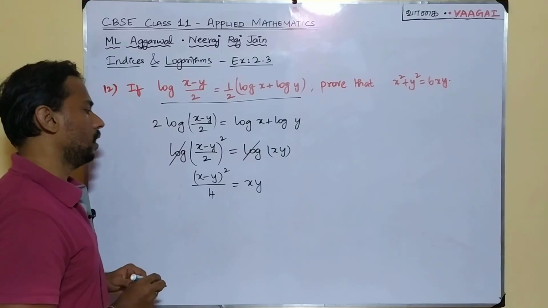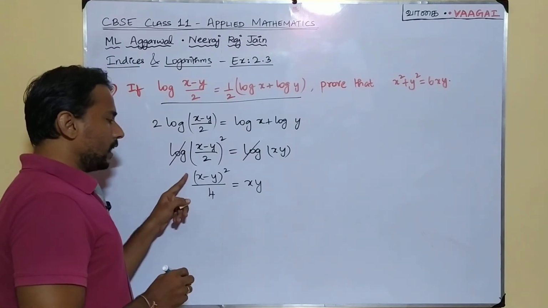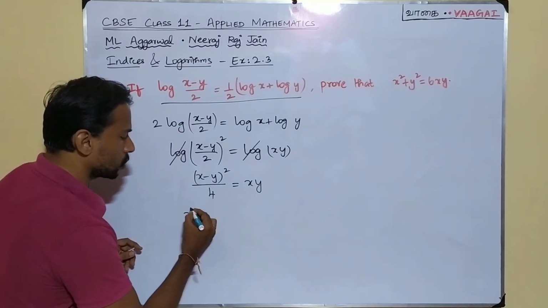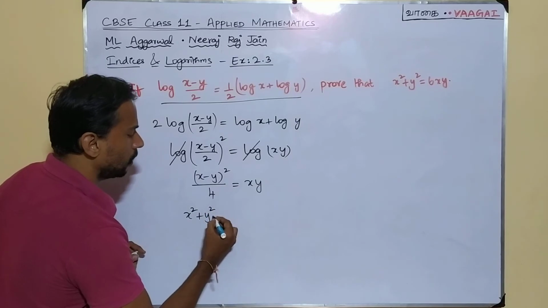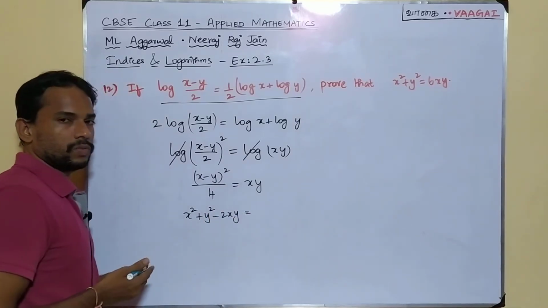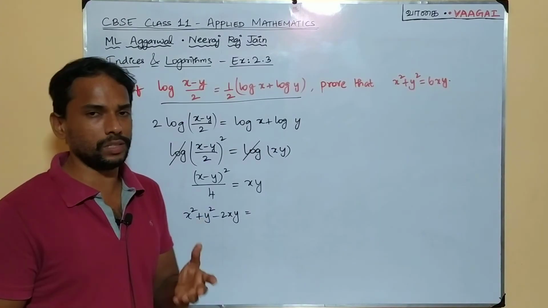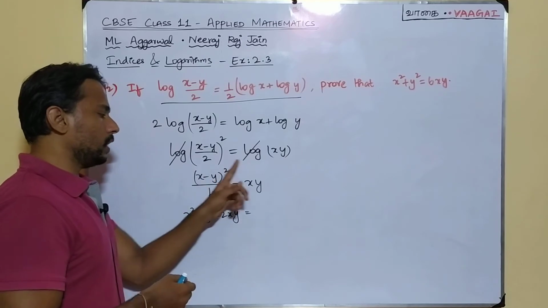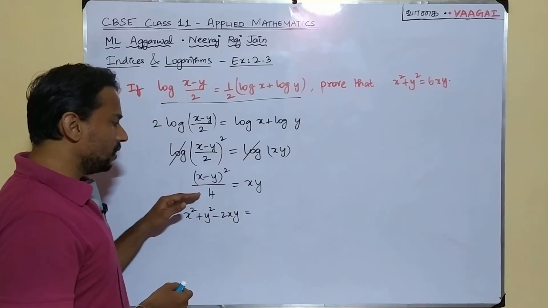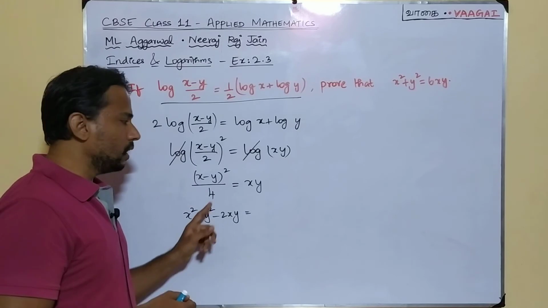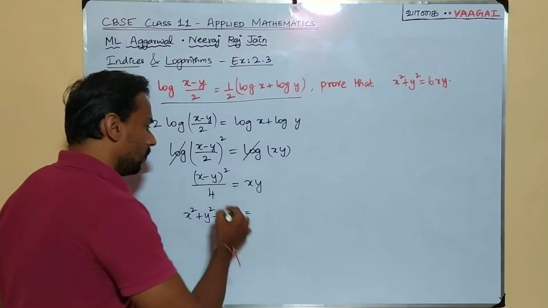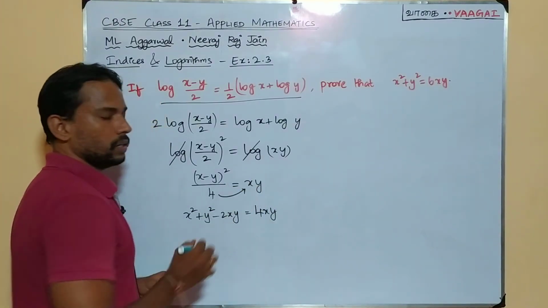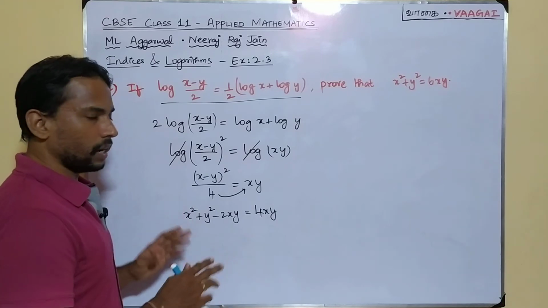Correct? Yes. Now next I will expand this (x minus y) the whole square. It becomes x square plus y square minus 2xy, because we know the identity for (a minus b) the whole square is a square plus b square minus 2ab. The same thing happens here: x square plus y square minus 2xy, and the whole thing divided by 4 is equal to xy. Now we will bring this 4 also to the right hand side. So it becomes 4xy. I hope you can understand this.